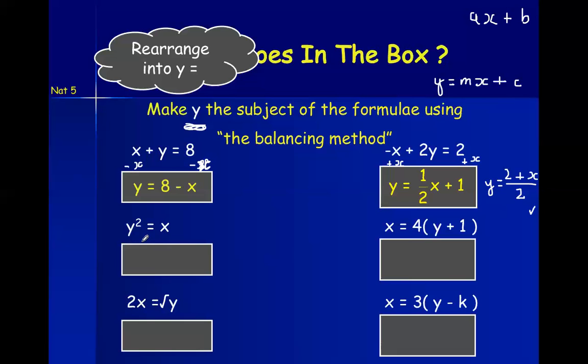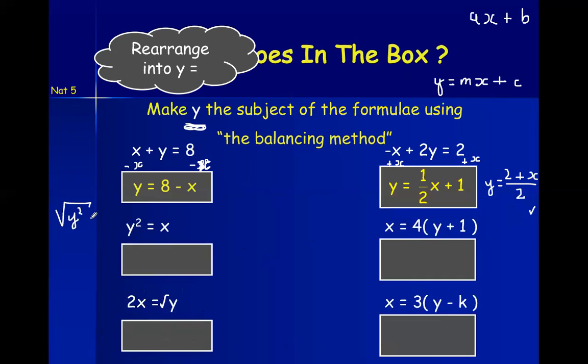The next one, I've got y squared equal x. So balancing method, I've told you the opposite of adding is taking away. The opposite of dividing is timing. So the opposite of a square is this, square root. So if I want to get rid of that square, I need to square root that side and square root that side. Because square root of y squared is just y.